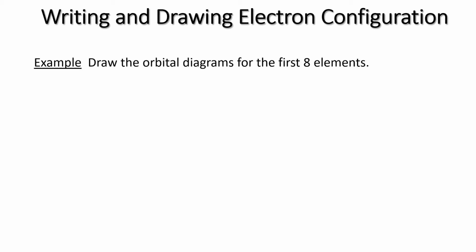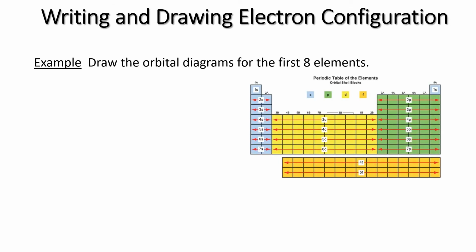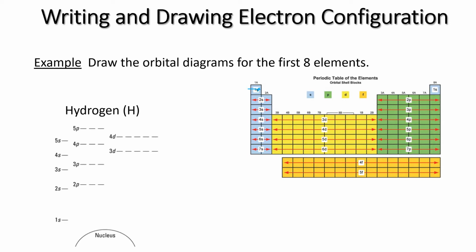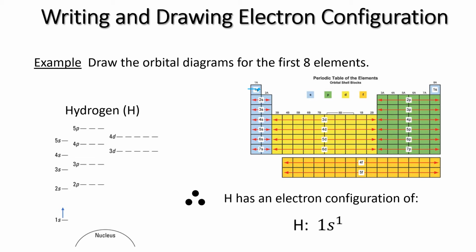So let's draw orbital diagrams for the first 8 elements. So there is that periodic table I've been talking about. And we're going to do the first one, hydrogen. So you start here, you say, oh, okay, I was partially able to fill up the 1s. I'm going to put one arrow pointing up, and that one arrow pointing up represents one electron. Hydrogen's number 1. It's got 1 electron. So what have we discovered here? We've discovered that hydrogen has an electron configuration of 1s to the power of 1, and that 1 is representing that one electron right there. Okay? So that's hydrogen.